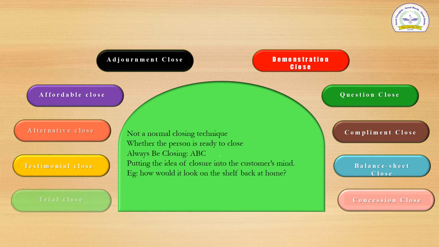The example is like you should ask a question: how would it look on the shelf back at home? Or, it looks like you really like this. Is that true? Do you prefer a larger or a smaller version? The trial close works by putting the idea of closure into the person's mind. Their response will tell you whether they are ready or not.